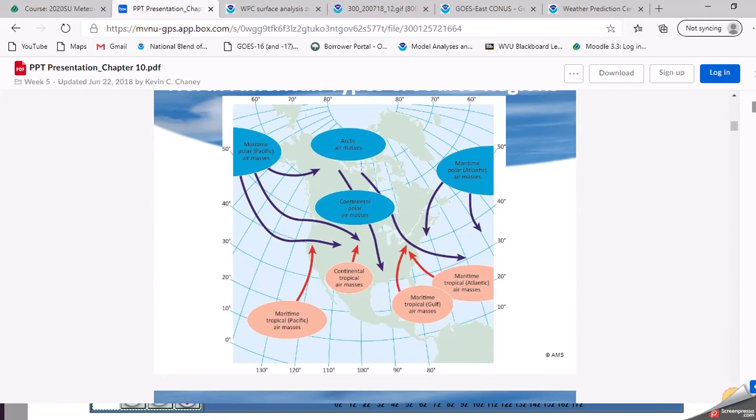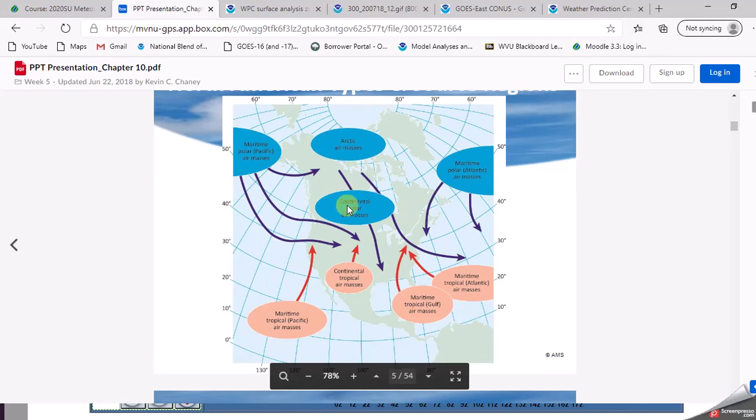Where do they form? Air masses are basically just a large mass of air. Arctic air masses form over the Arctic. Continental polar air masses form over Canada and Alaska. These are common in the wintertime. And you think about it, there's snow cover up here, not a lot of moisture. What type of air mass is this going to be? It's going to be very dry, very cold. If it comes out of the Arctic, it's even going to be colder.